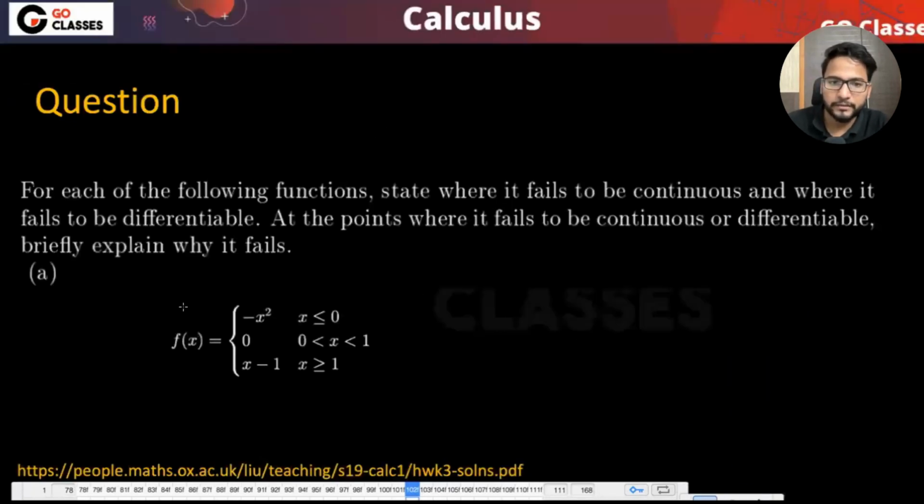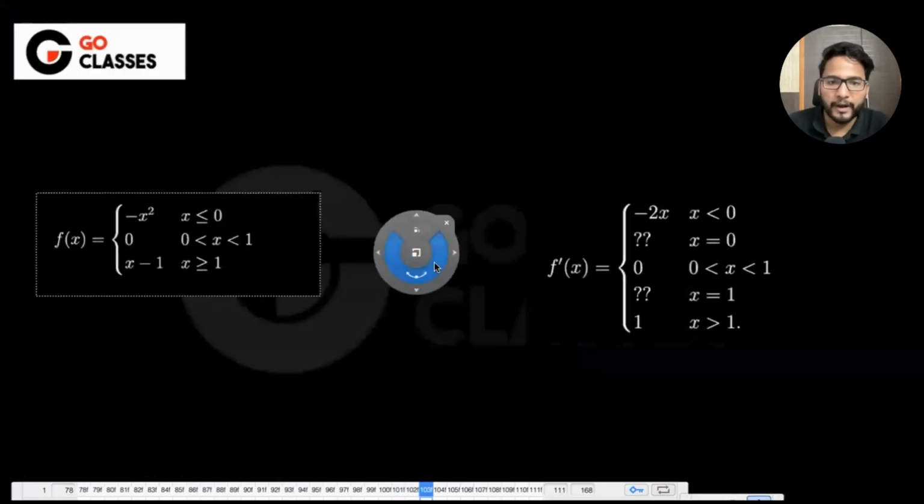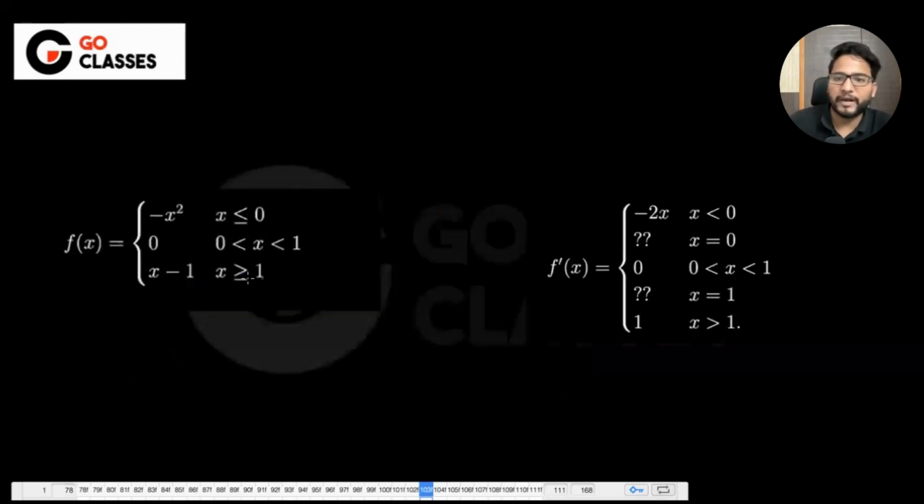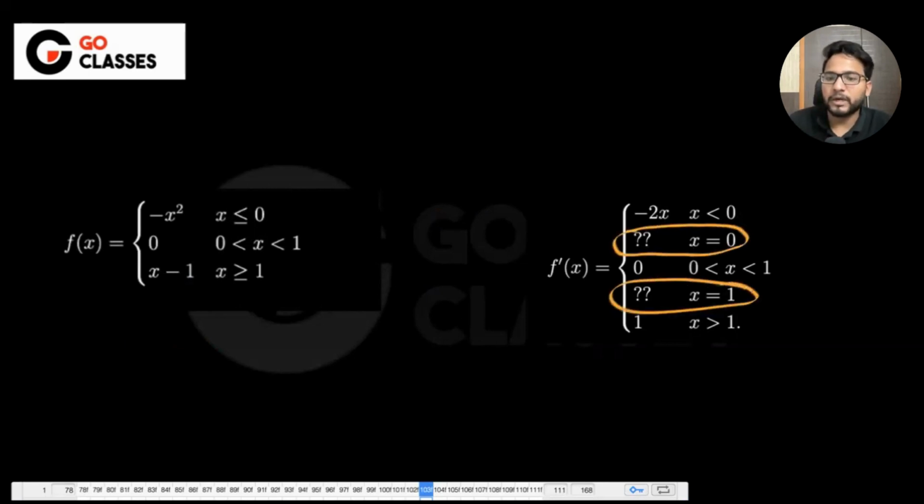If you just check it, this is the function. If you differentiate this function, you will get minus 2x, 0, and then minus 1. But since you are suspecting at 0, you don't know whether it is differentiable at 0 or not. So you need to put a question mark here, whether the differentiability of the function is defined at 0 or not. You cannot put equal here. You cannot put equal at any point. It is better to put question marks here, and then you can check the differentiability.